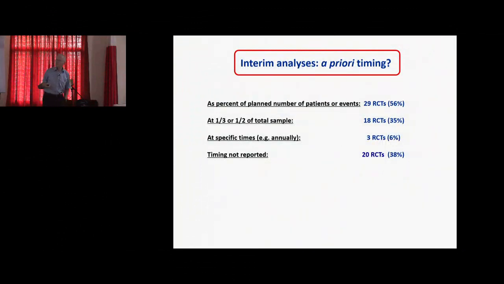So, first of all, in terms of the timing, when did they actually plan to do these interim analyses? And most of them did it, or more than half did it, as a percent of the planned number of patients or events. So they might say, I plan to do it at 50% of the patients. Most of them, or well, the largest group anyway, did it at 1/3 or 2/3 of the sample. It's a very common decision. And some of them did at specific time points, specific dates, or annually, rather than as a percentage of the data. But a big group here, no idea, didn't tell us. And this lack of reporting is a common theme, not just for this particular investigation, but it's a big problem.